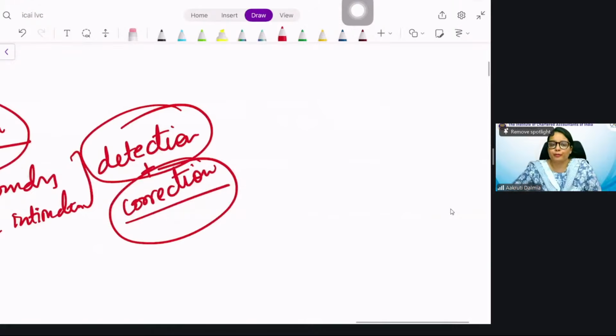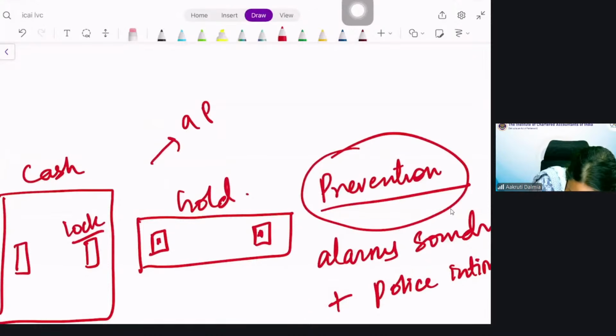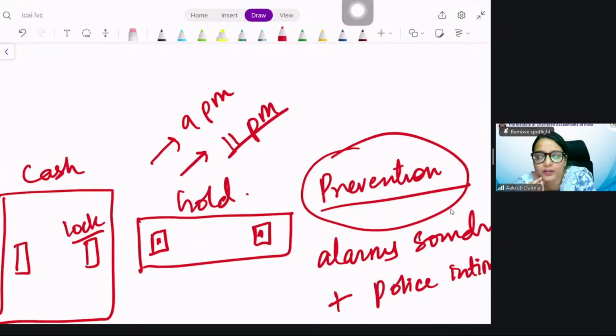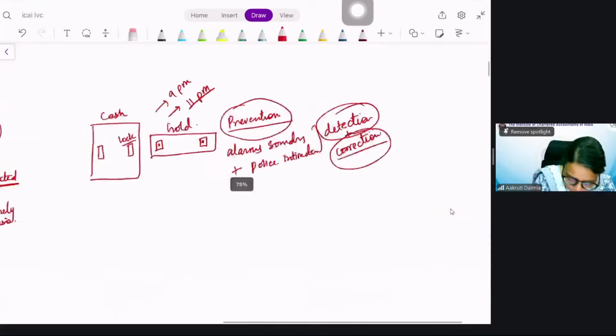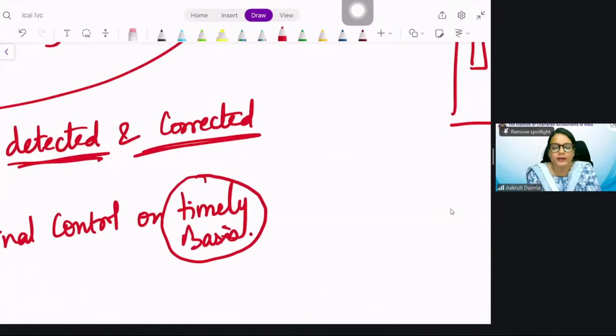But if the thief opened it at 9 p.m. and the alarm rings at 11 p.m., is it of any use? Is that internal control system of any use? If the thief came at 9 p.m., what does it mean? The internal control system should also work on a timely basis. Correct timing.